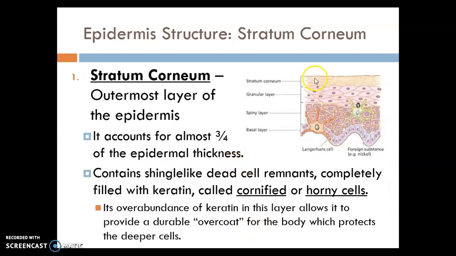So stratum corneum is the outside. Corneum, just like in your eye, your cornea is the outer layer of your eye that protects your eye. This is the outer layer of your skin, protects your skin. It's got like shingle-like cells, and they're dead cells. I told you guys before about this. The outside surface of your skin is actually all dead cells. There's no living cells there anymore. Those are all underneath. This is an overcoat that keeps a protection on your body.